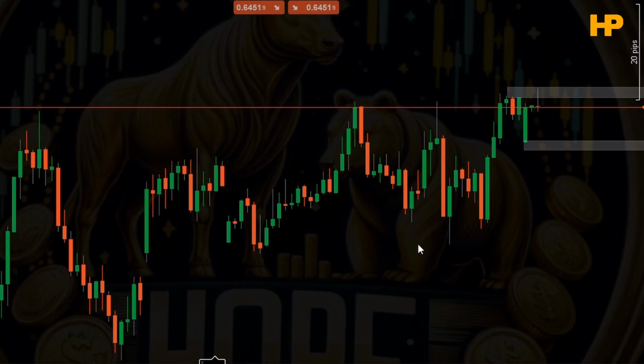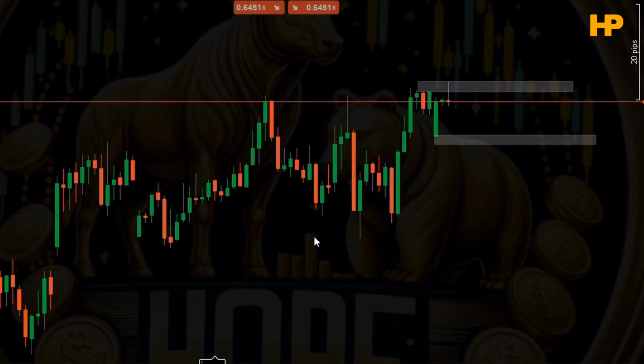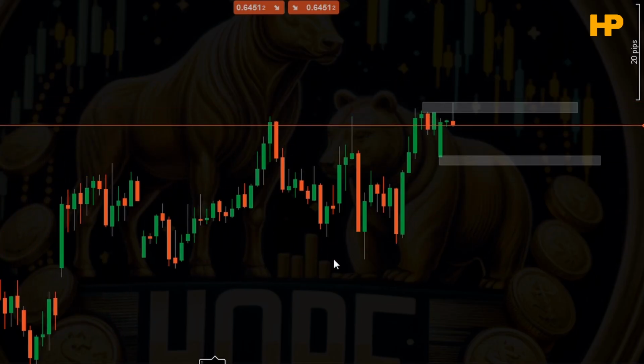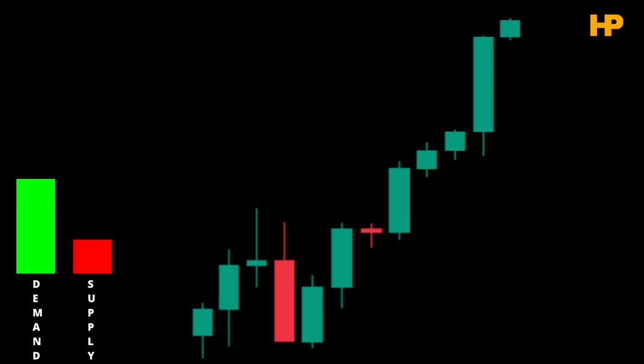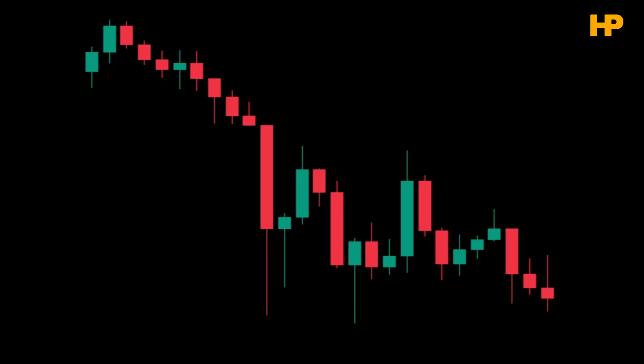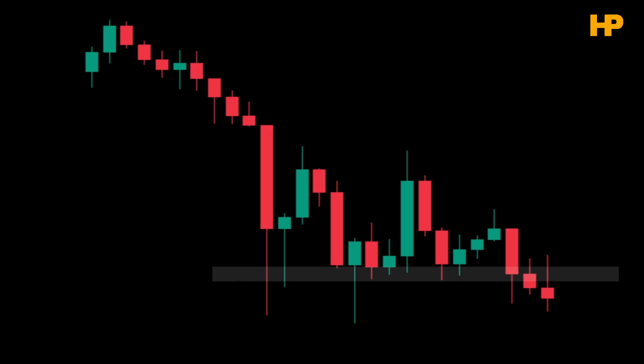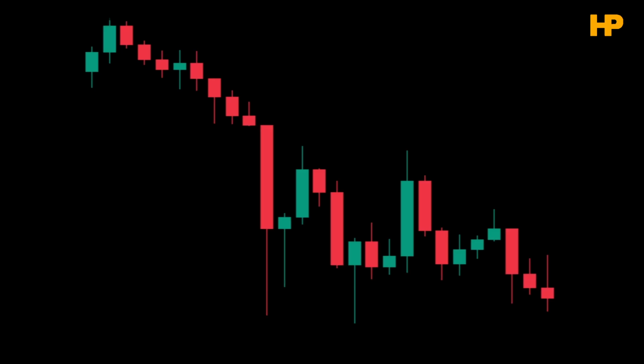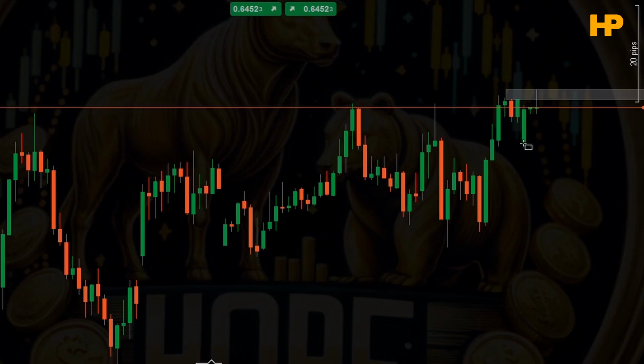Here's the key. Price moves based on the balance or imbalance between supply and demand. If demand spikes but supply stays steady, the price of a currency climbs. If supply floods the market while demand holds steady, prices drop. Picture this. If buyers overwhelm sellers, prices surge and they hit a supply zone, where enough sellers step in to balance things out. Every trade needs a buyer and a seller. Someone's always on the other side.